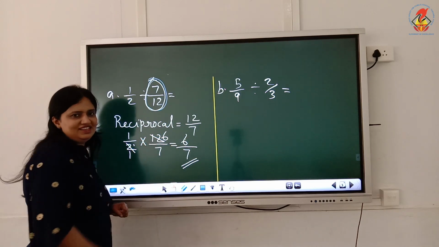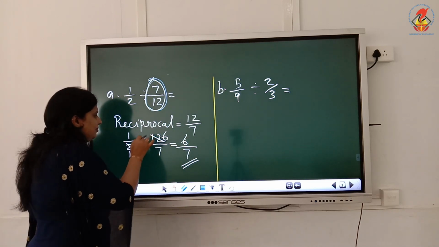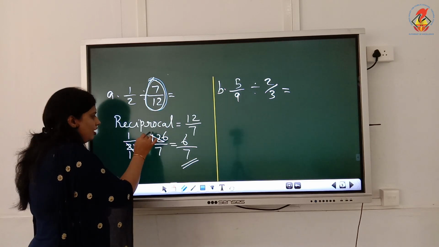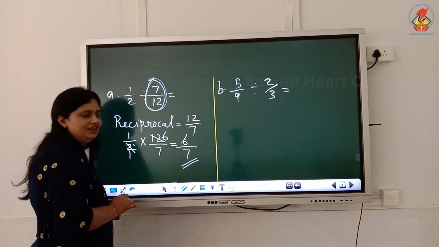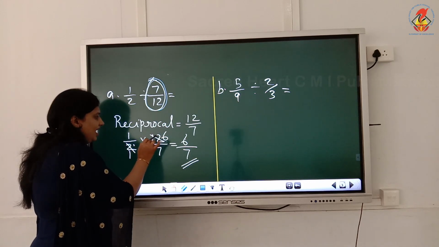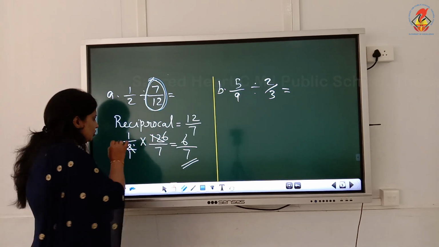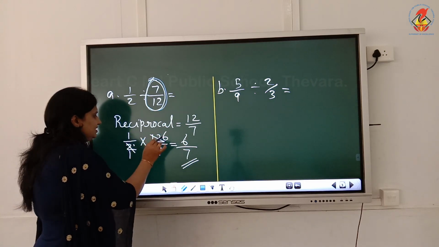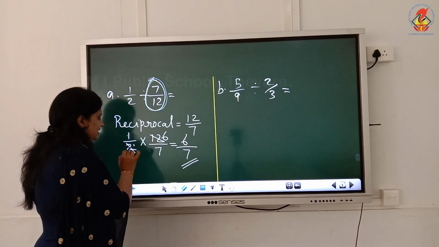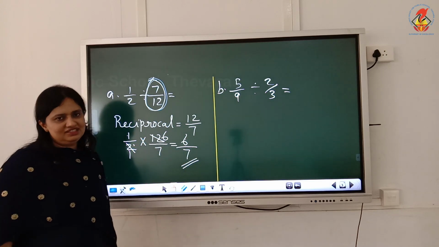6 by 7. I simplified from here itself because 2 is the common factor for numerator and denominator. Then I can divide numerator and denominator by 2. 2 ones are 2, 2 sixes are 12. The balance numbers are 1 into 6 equals 6, 1 into 7 equals 7.